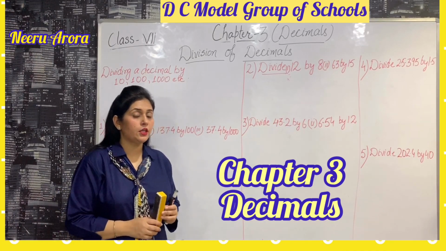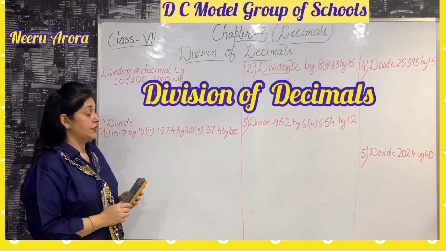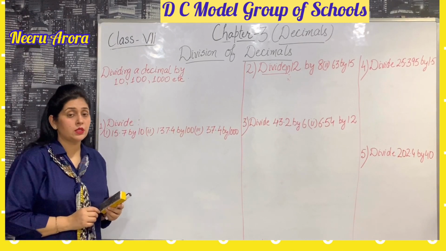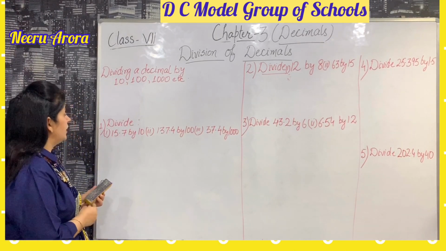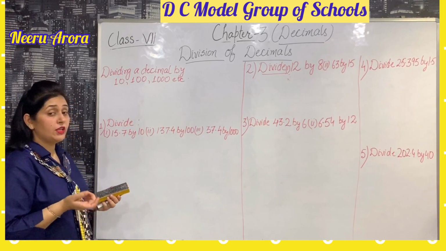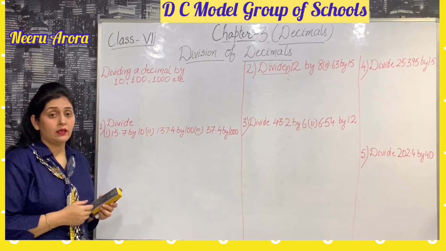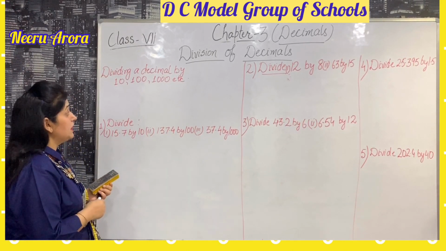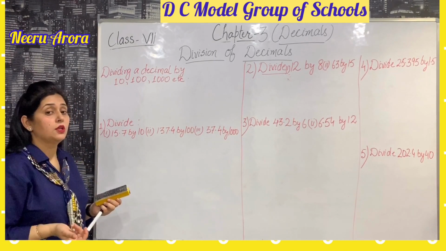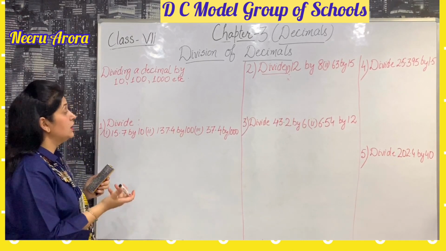Students, let's continue chapter 3, decimals. Today's topic is division of decimals. As we have learned multiplication of decimals in our previous video, where we multiplied a decimal by 10, 100, 1000, now the topic is dividing a decimal by 10, 100, 1000. In multiplication, we simply shifted the decimal to the right side. But in this, we will shift the decimal to the left side.